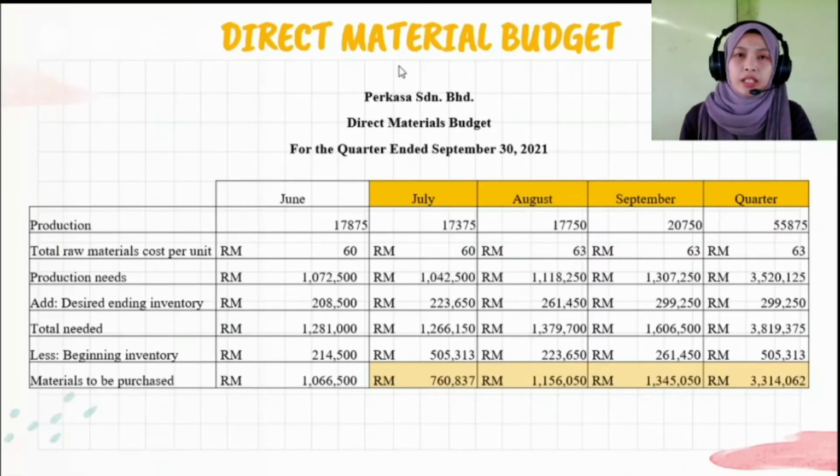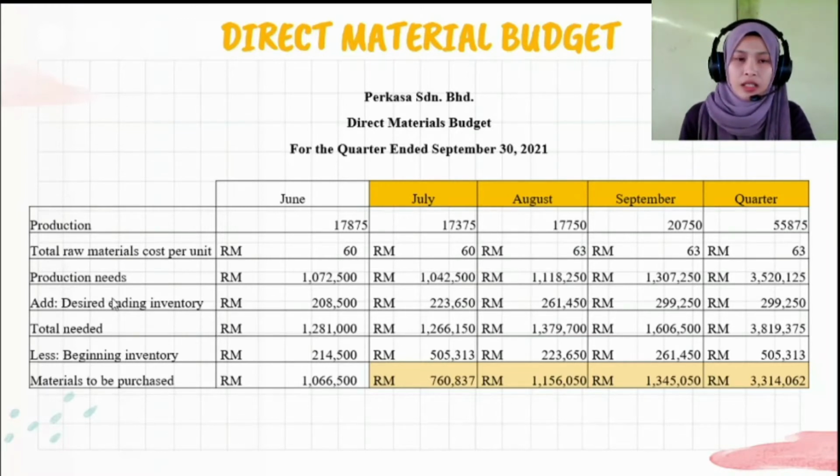Next, we look at the direct materials. The materials to be purchased is computed by using this calculation. First of all, in order to get the total raw materials cost per unit, we need to multiply 30% with the RM200 selling price, since the total cost of raw materials to produce a pair of shoes is 30% of the selling price. Therefore, we get RM60. However, the cost of raw materials increased to RM63 starting August, since the supplier increased the raw materials price by 5%.